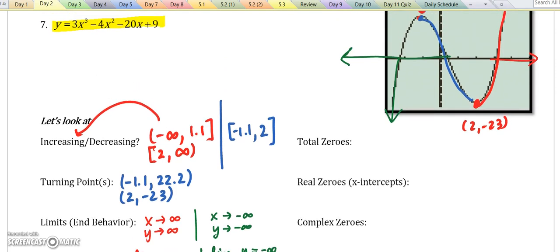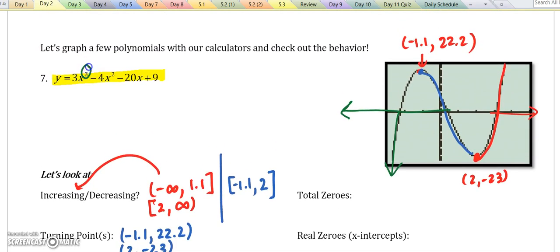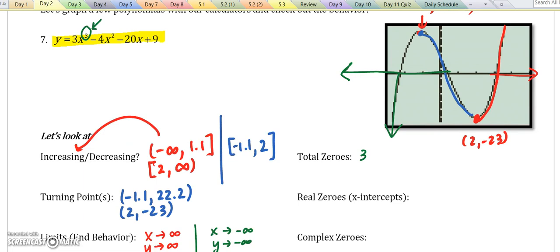All right, total zeros. Well, when I look up here, I see that I have 3 total zeros. The real zeros are going to be where the graph crosses the x-axis. So here I can actually see that I have 1 x-intercept, 2 x-intercepts, 3 x-intercepts. So I have 3 real zeros, which means I must have no complex.